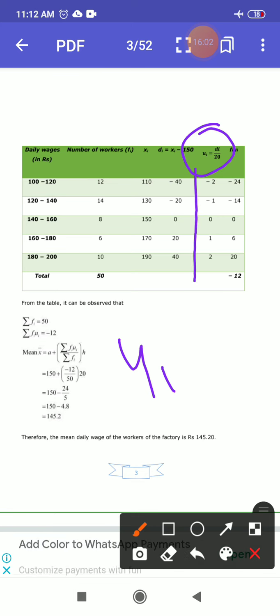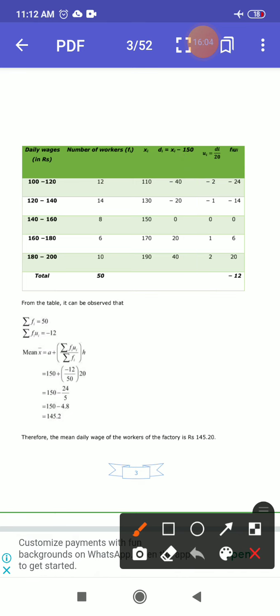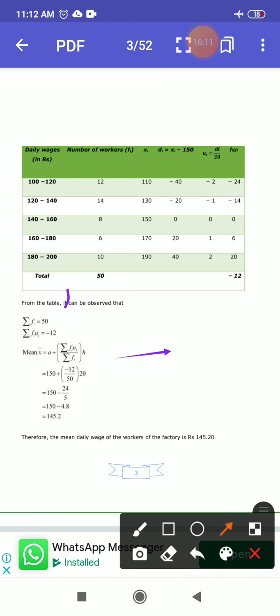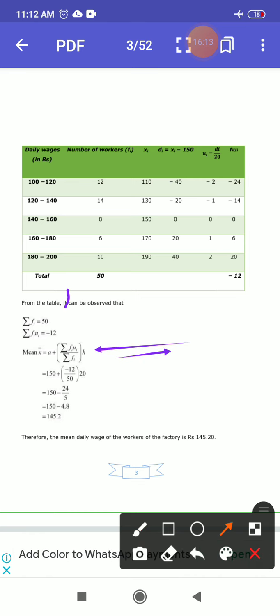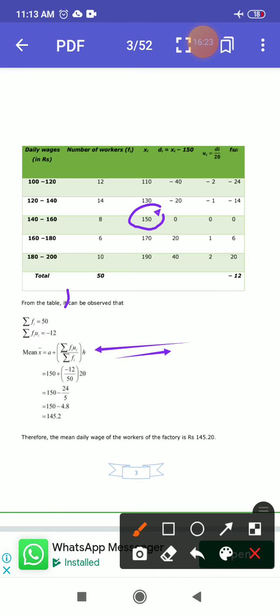Okay, and then what you do, just see this formula. This is your formula. So in this formula you have a, that you also got. a is this value. This is your a value. And then after you also have h. You have h, which you calculated as 20. And then after that you have the summation fi.